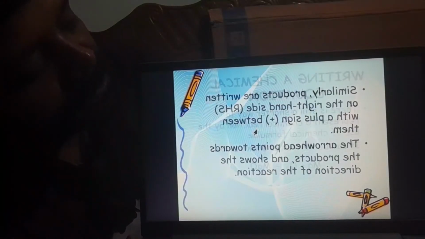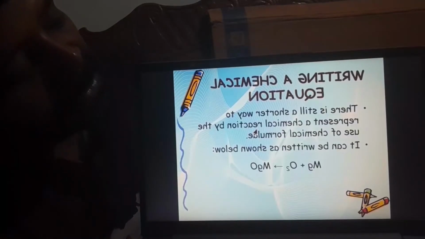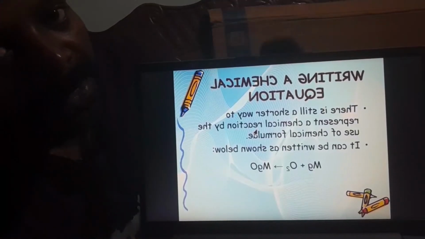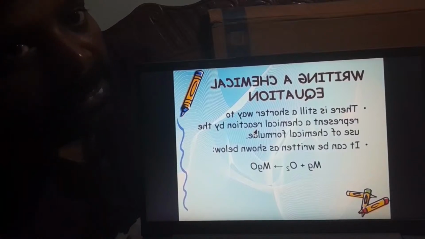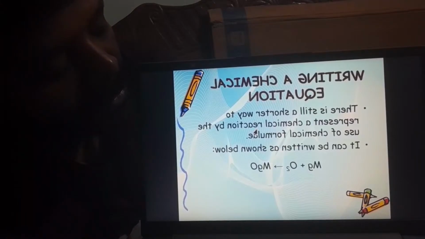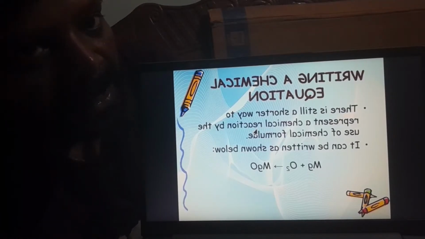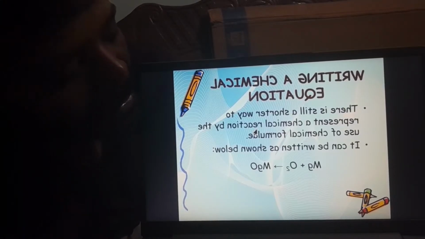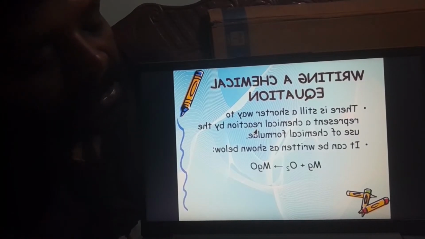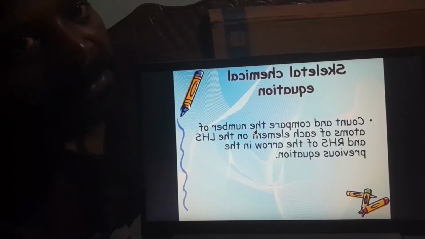Similarly, when writing a chemical equation, see here we have written only the symbol of that element. We have not written the word. In place of magnesium, it is Mg, capital M, small g. And instead of oxygen, it is written only O2. That gives MgO, right? So this way of writing we call a chemical equation, right?